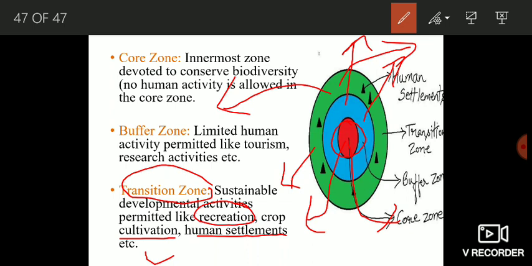This is all about the structure of a biosphere reserve, and in the next part, we will be discussing the concept of biodiversity hotspots.